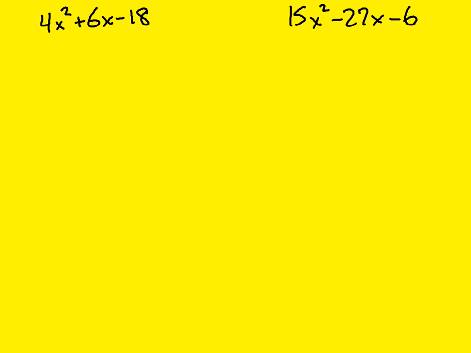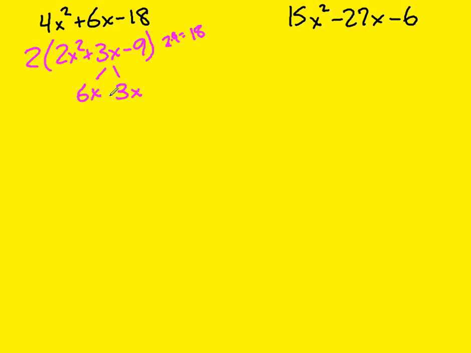Now, these last problems here, same thing to start. Always check, can I pull out a greatest common factor? I can pull out, not quite a 4, but I can pull out a 2 here, which would leave me with 2x squared plus 3x minus 9 here. And now I'm to the same point I was. 2 times 9 gives me 18. So what are factors of 18 that subtract to give you 3? Well, those two factors are going to be 6 and 3. So I'm going to have a 6x and a 3x.